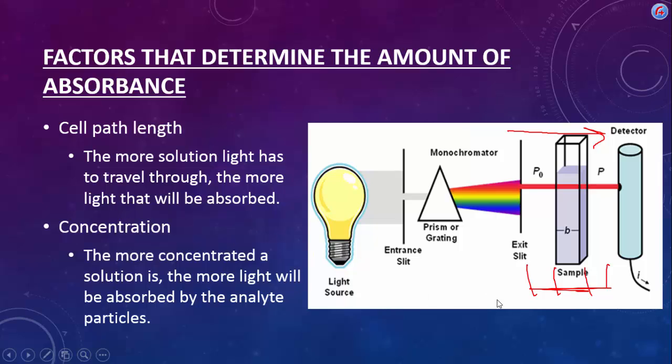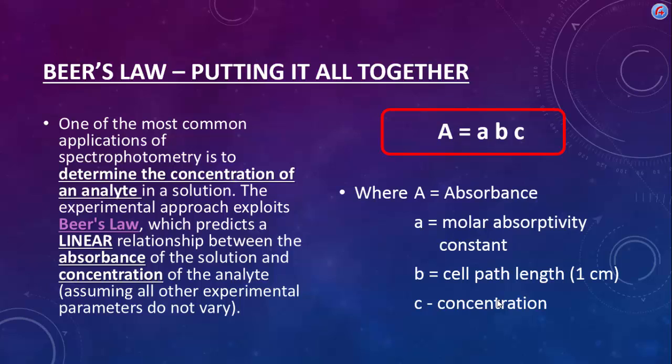All right. So that's your factors that can affect that. This actually goes into an equation now. It's called Beer's law. And it's one of the most common applications of spectrophotometry that's used in biology, physics, chemistry, geology, microbiology, etc. But we use it to determine the concentration of an analyte solution. And in Beer's law, basically it's going to use linear relationships between absorbance and concentration, like we kind of showed earlier. And the equation for it is A equals ABC.